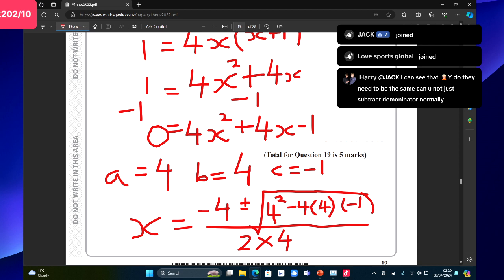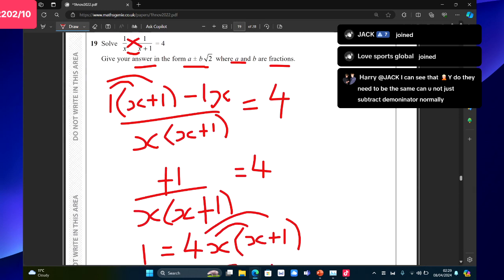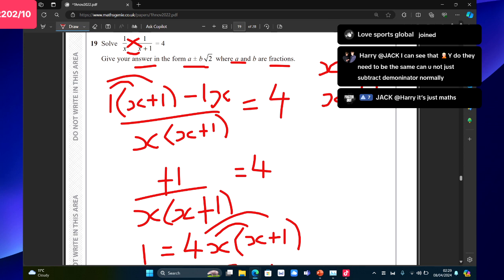I can see that. Why do they need to be the same? Because, Harry, I've got a different denominator here, if you look. I've got an x and x plus 1. These two are not the same. If it was 1 over x minus 1 over x, that would work. But because these two are different, I have to combine it into one single fraction.